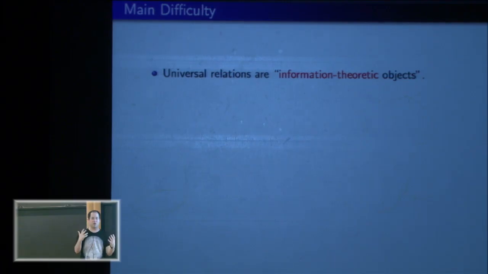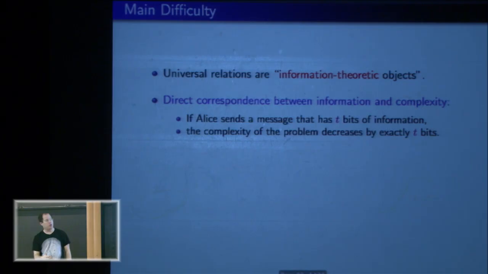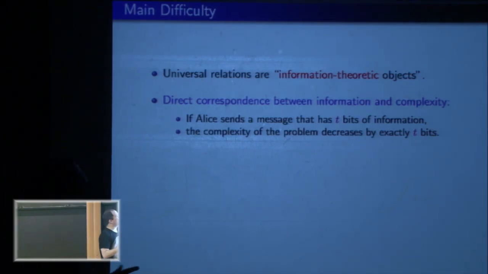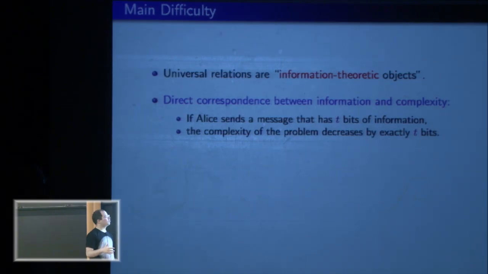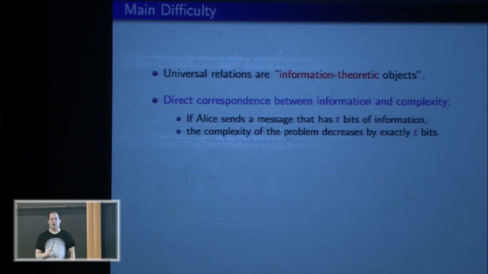You can show that Alice and Bob must send this many bits of information about their input in order to verify that the two inputs are equal. And in particular, it's relatively easy to show that there is a direct correspondence in this problem between information and complexity. If Alice sends t bits of information about her input, then the complexity of the problem decreases by exactly t bits. For equality, it's relatively easy to see, and it's also true for universal relations.